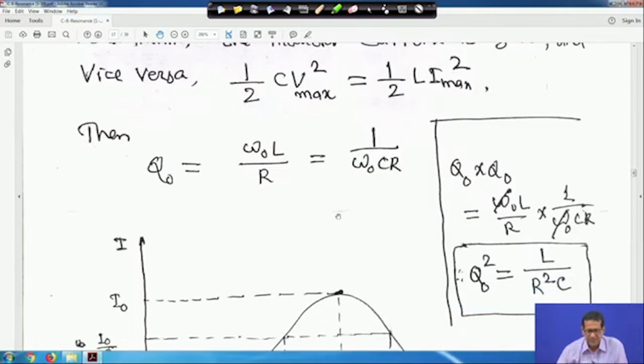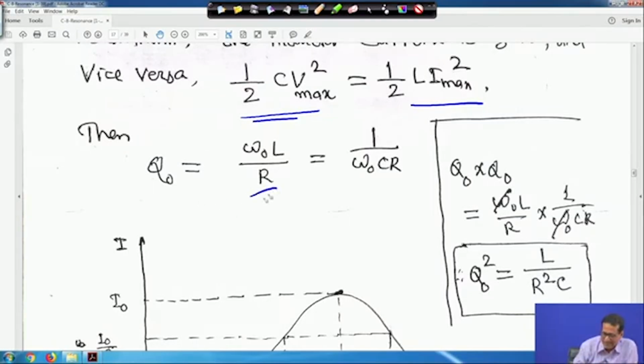So, actually, from half C V max square equal to half L I max square, from that you get Q 0 is equal to L omega 0 by r, which is equal to 1 upon omega 0 C r. So, from this, this is the equation. A little bit you try to do yourself. Many things I have done, I have been spending a lot of time, a little bit you do that, but one or two things I am telling.